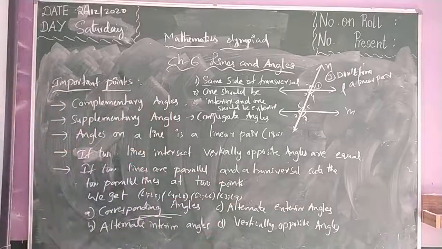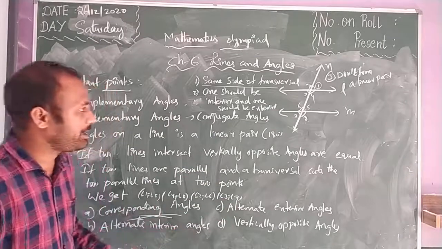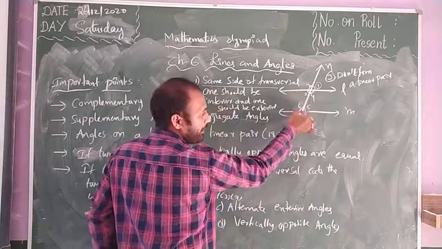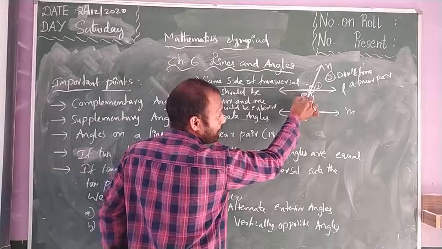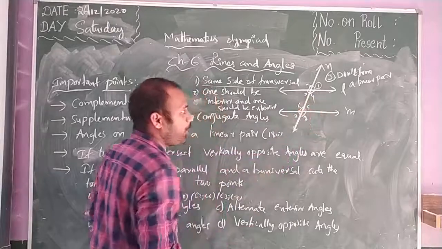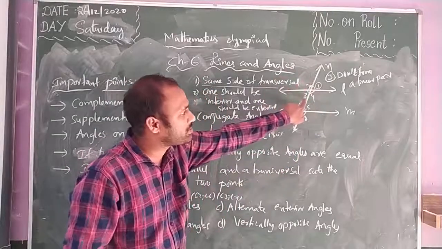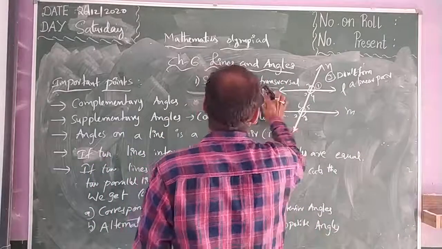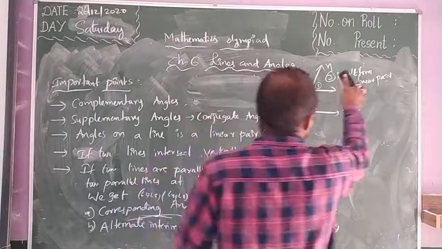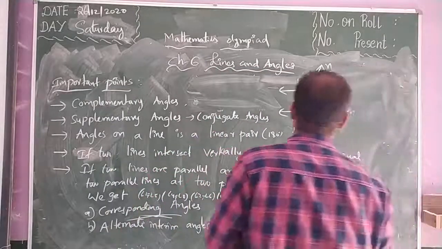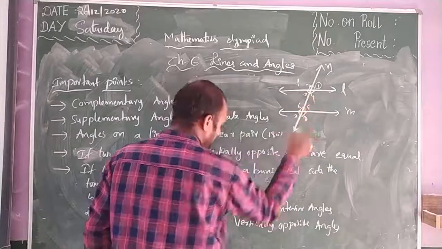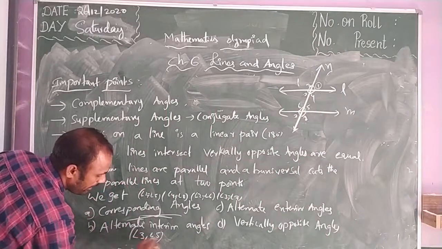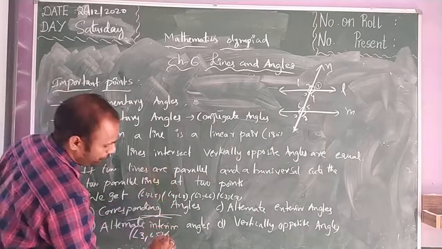They are equal. Next, alternate interior angles. Interior means the angles between the parallel lines: angle 3, angle 4, angle 5, and angle 6. Alternate means one should be on either side of the transversal, one on the left side and the other on the right side. So alternate interior angles are angle 3 and angle 5, and the second pair is angle 4 and angle 6.